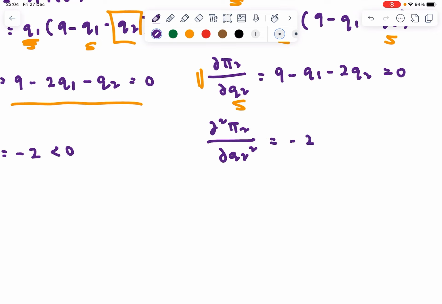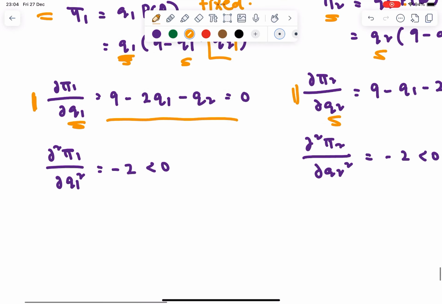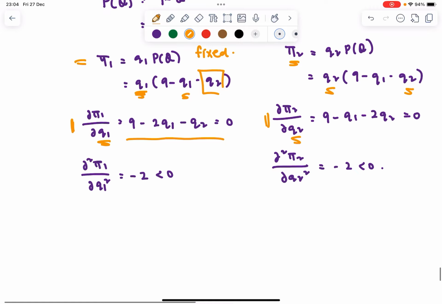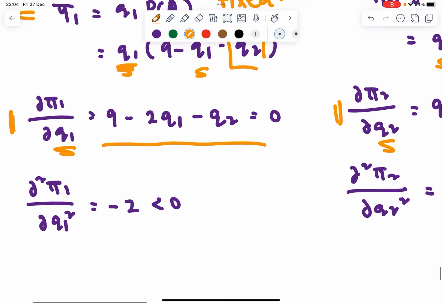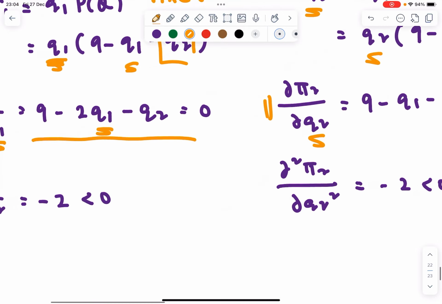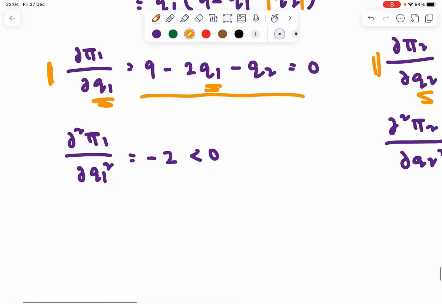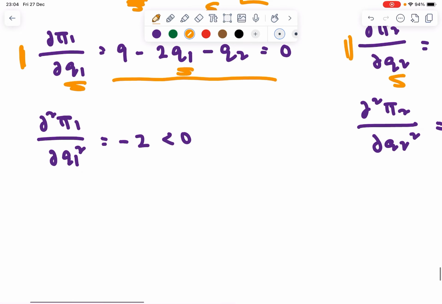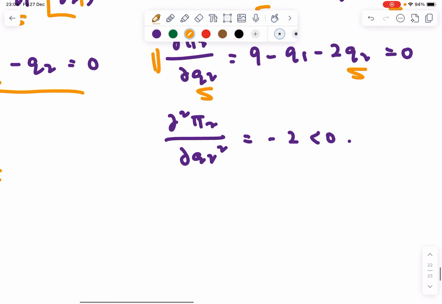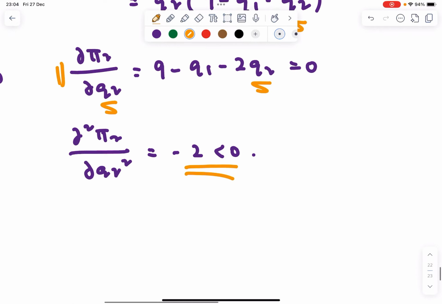And you get negative 2, which is less than 0. So we know that after we solve our first order conditions, this value of Q1 and this value of Q2 for both the firms respectively will give us the value of Q1 that will maximize our profit, right? How do we know that it's a maximized profit? Because the second derivative is less than 0. So this is a max.